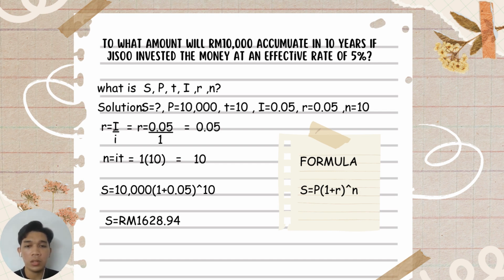capital letter I over I equal to 0.05 divided by 1, which is the amount of R is 0.05. Okay, N is equal to 10 because we use the formula N equal to IT, which is I is 1, T is 10. So the amount of N will be 10. Okay, so let's fill the formula with the numbers. So the S is equal to P, which is 10,000, in bracket 1 plus R, which is 0.05, to the power of 10. So total is RM 1,628.94 cents.